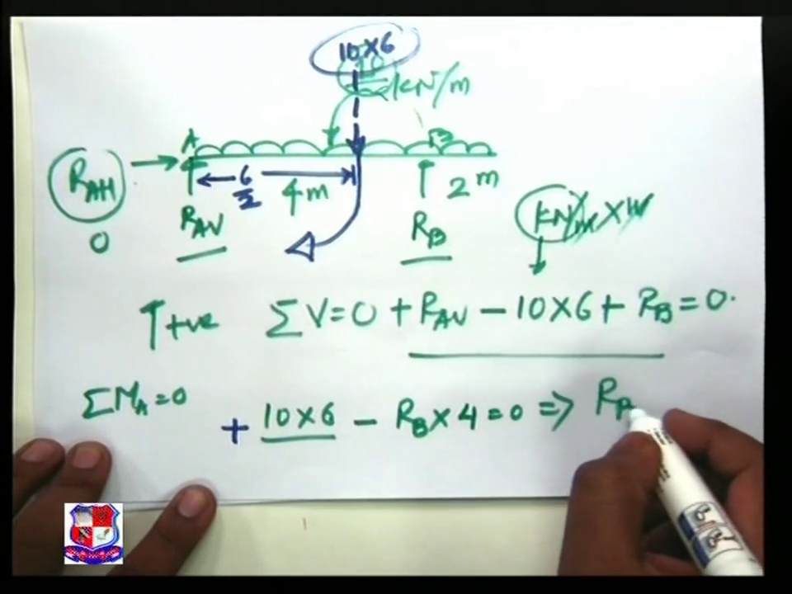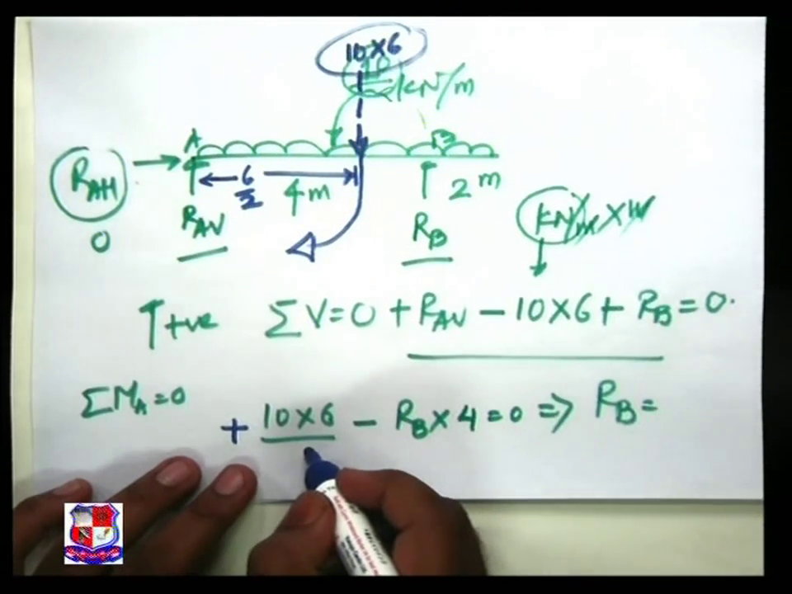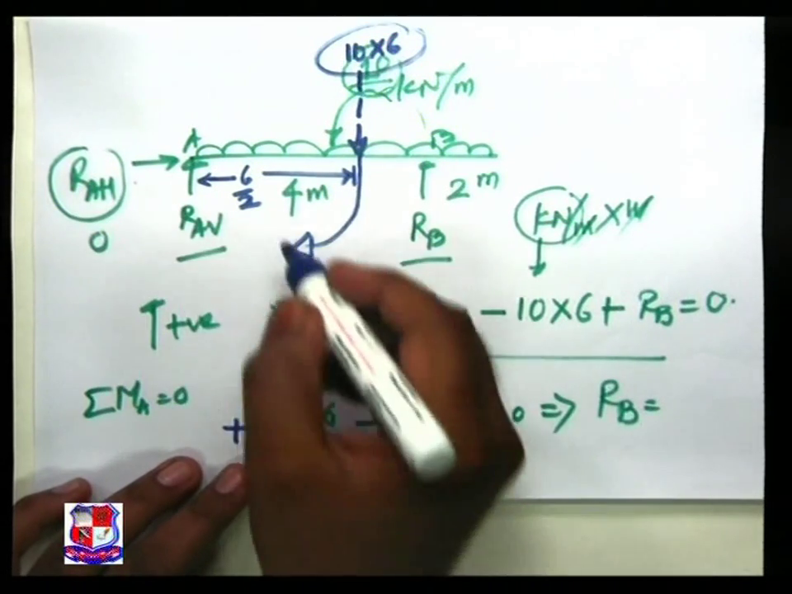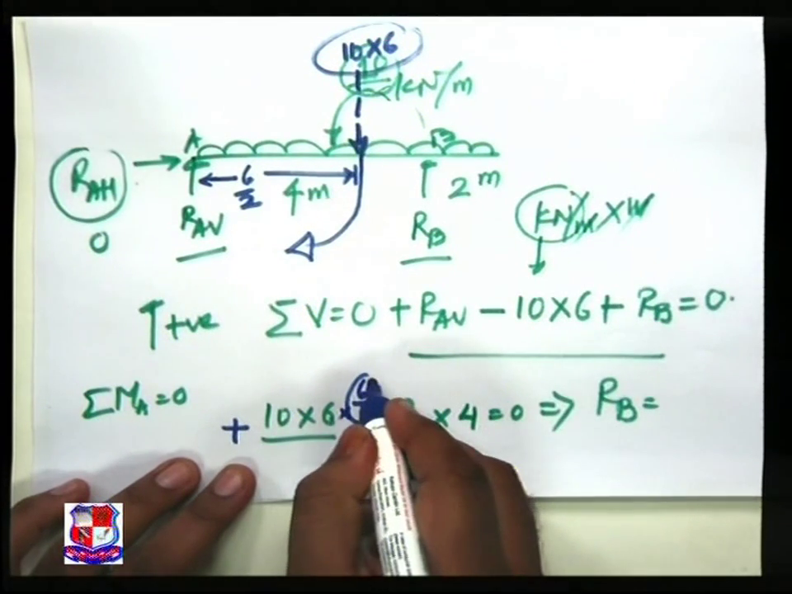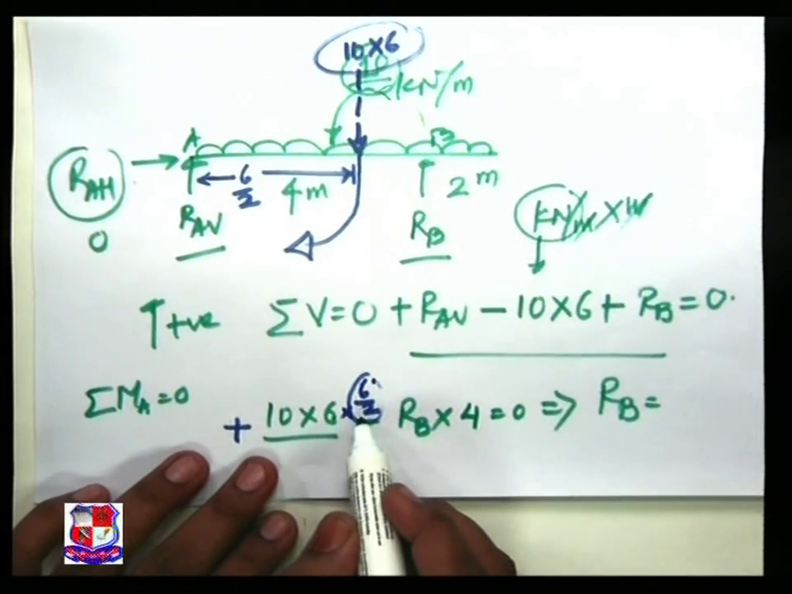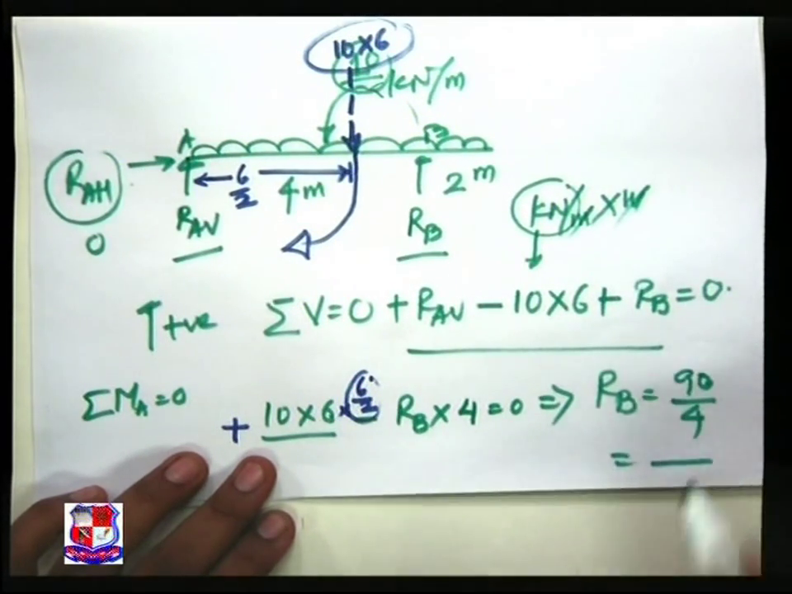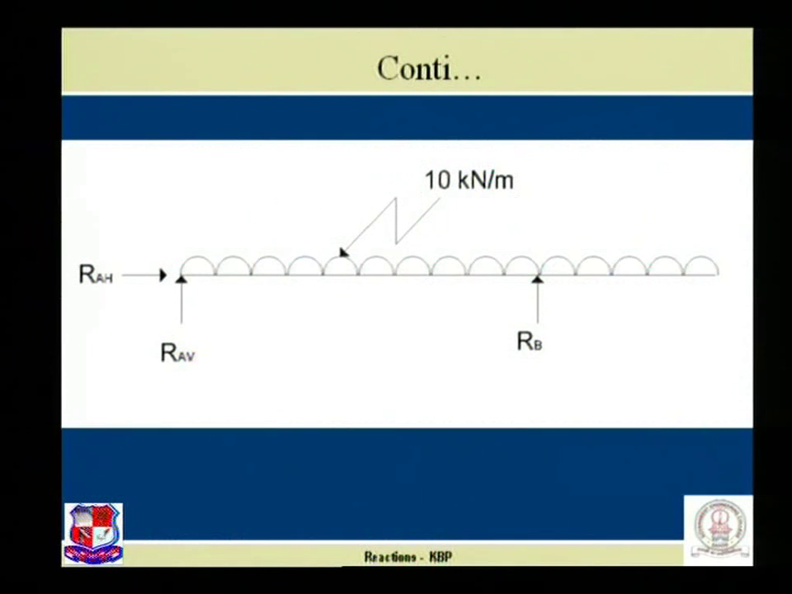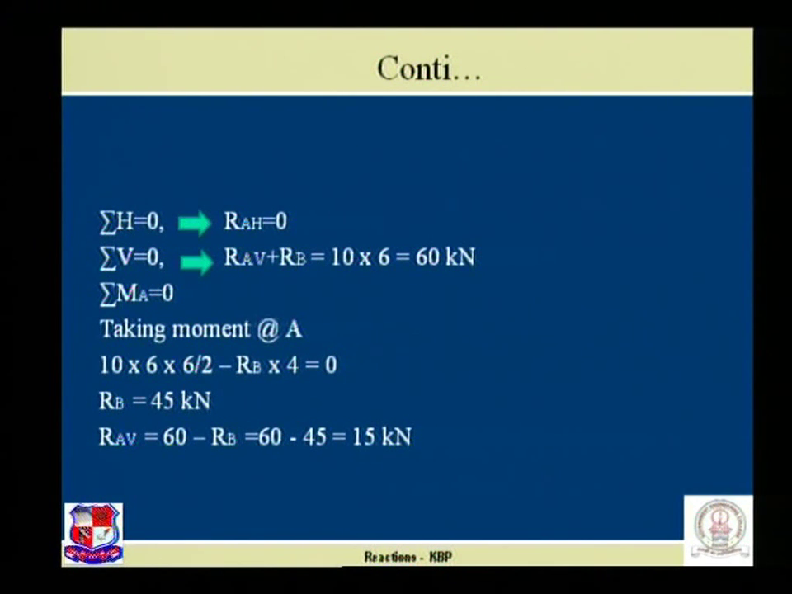If we simplify, RB comes to be, now please see, 10 into 6 is what? Force. Multiply by distance, it is to be remaining over here, that is 6 by 2, this factor. So finally we achieve 10 into 6 into 3, that is 90, divided by 4, we obtain the answer. See the figure. So we obtain RB comes to be 45 kilonewton.